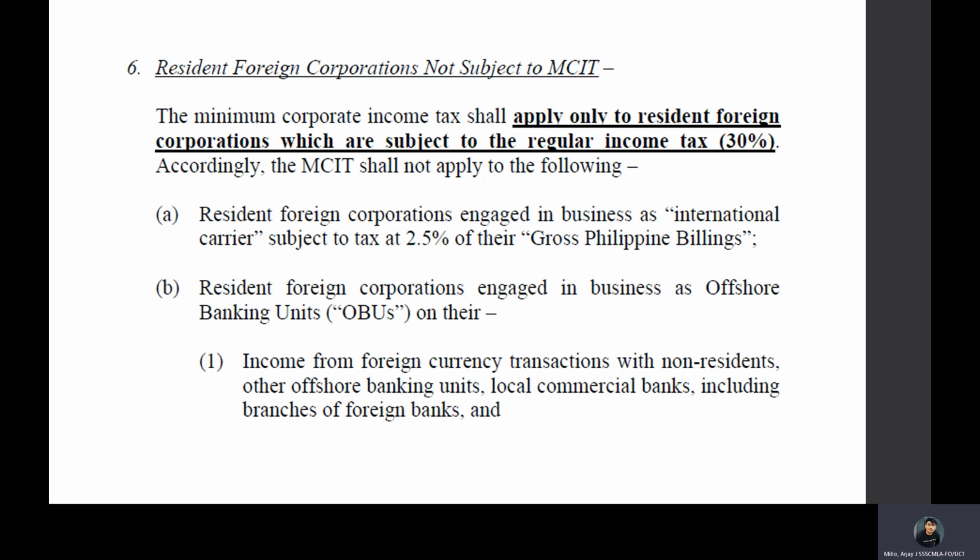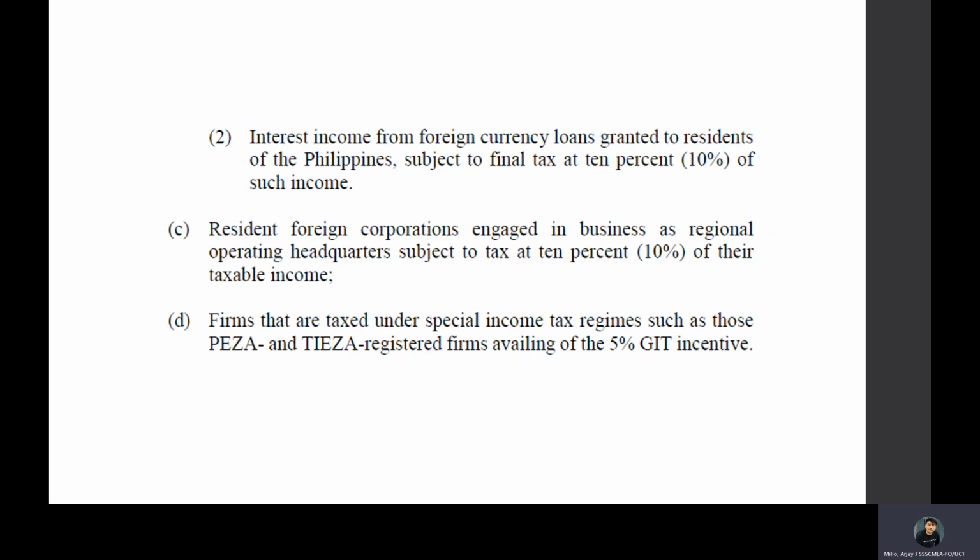Another one is the resident foreign corporations engaged in business as offshore banking units, mga OBUs natin. So same na income from foreign currency transactions with non-residents and other offshore banking units, local commercial banks, including branches of foreign banks. And their interest income from foreign currency loans granted to residents of the Philippines subject sa 10% final tax. Also, yung mga resident foreign corporation natin engaged in regional operating headquarters or mga ROHQ na merong 10% fixed rate din. And also, yung mga corporations registered under TIEZA, availing the 5% GIT incentives.